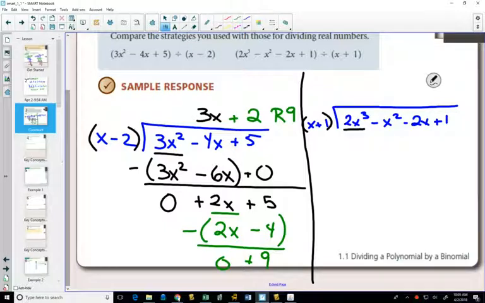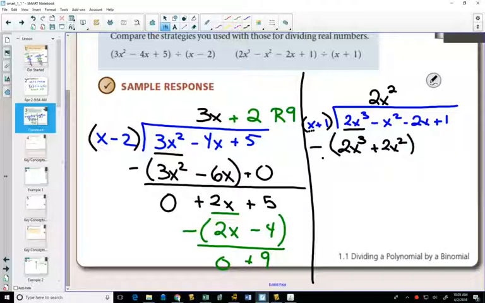And really, what you're looking for is you're really ignoring that second value. The plus 1 doesn't matter at the beginning, right? It's just like, if I need to get a 2x cubed, what do I need to multiply x by to get that? 2x squared. And so I'll write that above my x squared column, 2x squared, and then multiply that 2x squared by the x plus 1. So I'll get my 2x cubed, and 2x squared times the plus 1 is plus 2x squared. Put that in brackets and subtract.